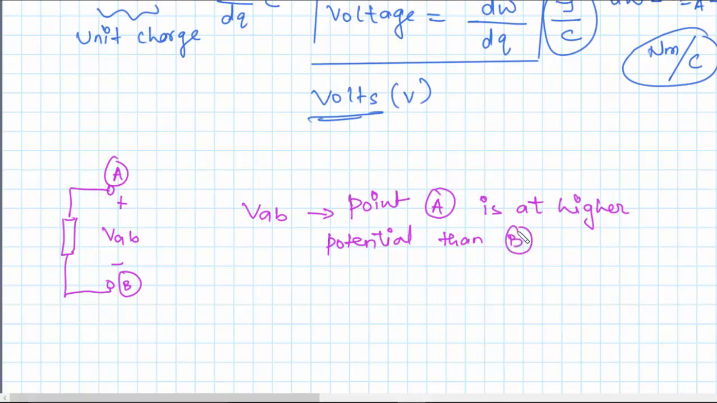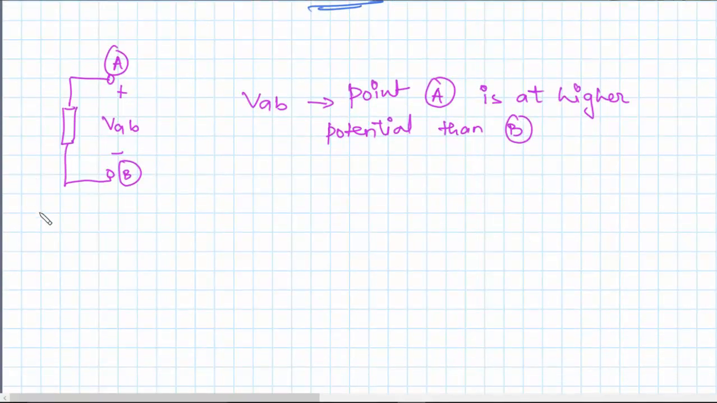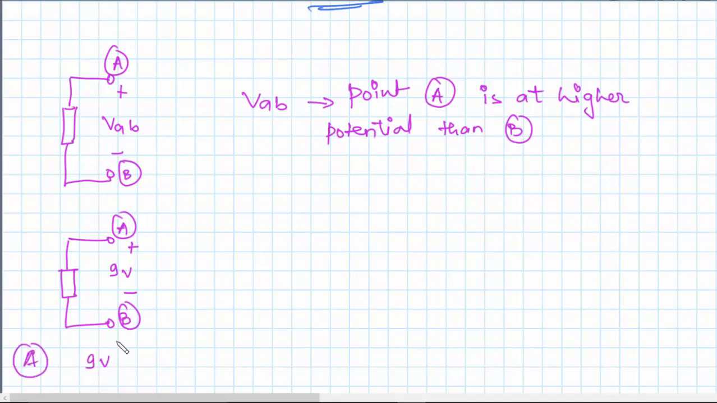Let's take an example to understand this concept. I'll draw the same circuit over here. So we have point A and some small circuit element, and we have point B. Now VAB, that is the potential difference between A and B, is 9 volts. So in this case we will say that point A is 9 volts above point B.